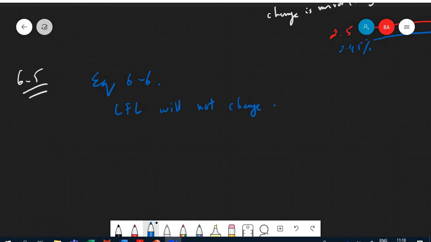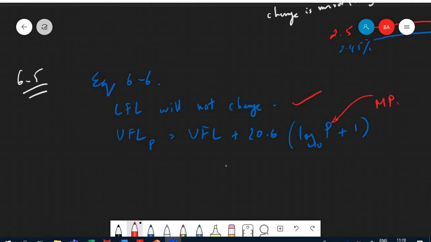Okay, so that is my first part. We don't worry now about the LFL. What about the UFL? Of course, that is equation 6.6. So UFL at pressure P, the new pressure, is equal to my UFL at 1 atmospheric pressure, plus 20.6 times log P plus 1. In this case, we need to remember that P is in megapascals absolute.